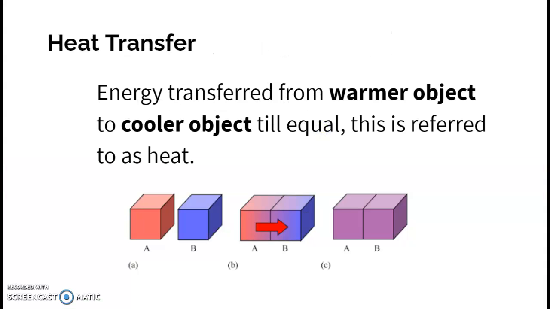Heat transfer is the energy transferred from a warmer object to a cooler object until it is equal, and that is referred to as heat. And you can see A and B, one is cooler and one is hotter. A is hotter, red, and when the two are put next to each other, they transfer heat until they're both the same temperature.